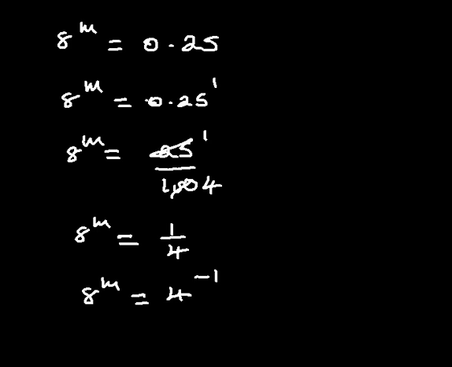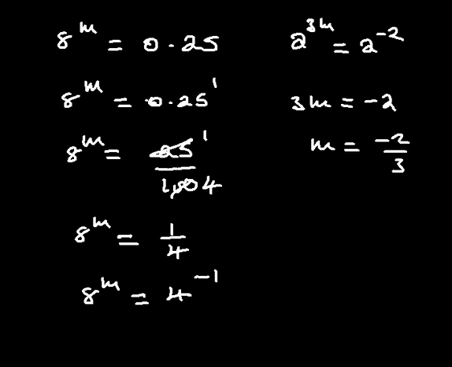So in this case, we have to express 8 and 4 to have the same base. So how should you have it? In this case, we'll have 2 to the power 3m equal to 2 to the power negative 2. So since the bases are the same, we'll have 3m equal to negative 2. Hence m is given as negative 2 divided by 3. So that is the solution.